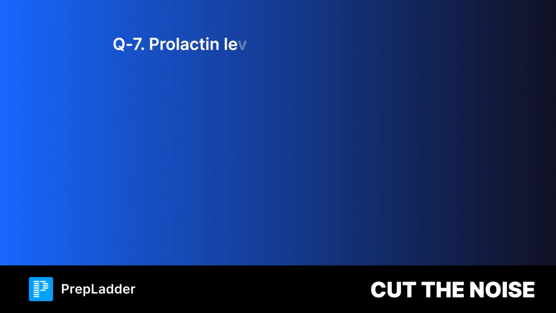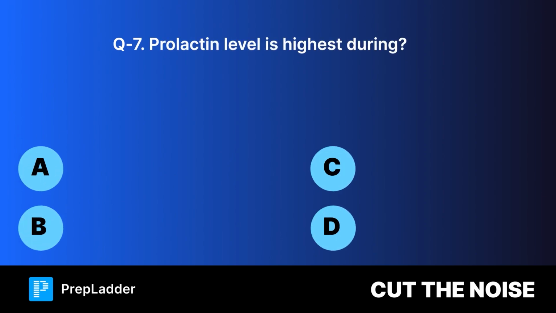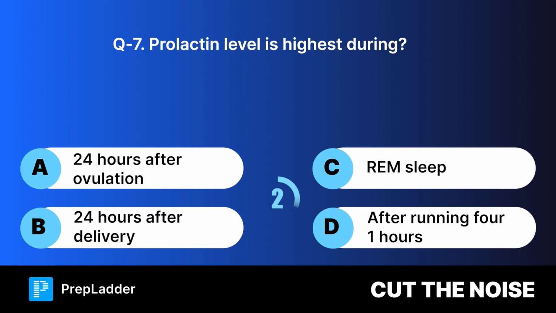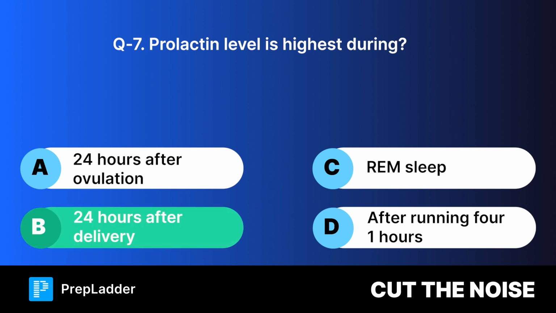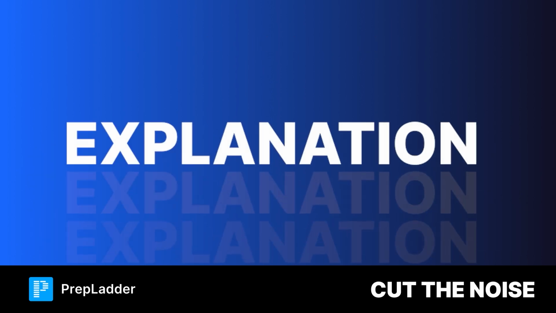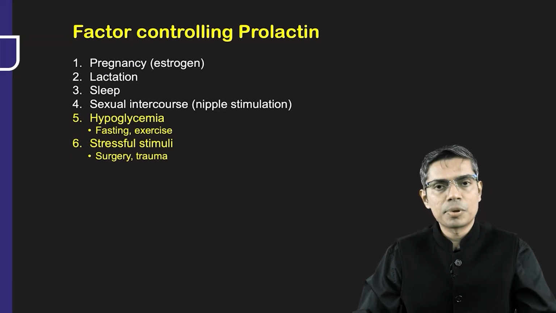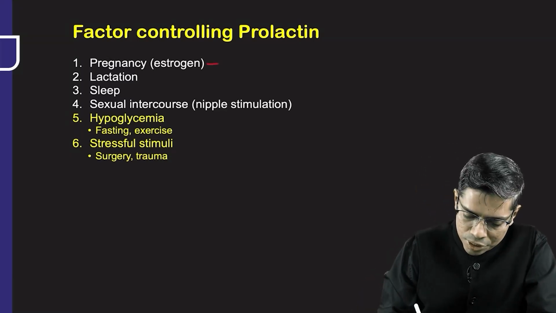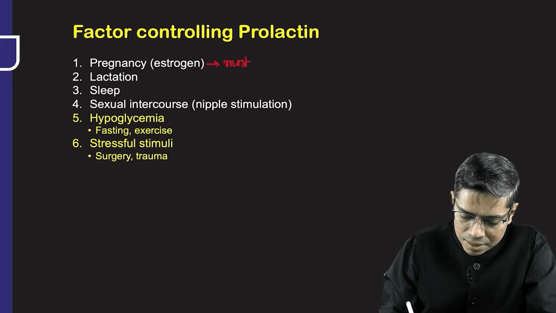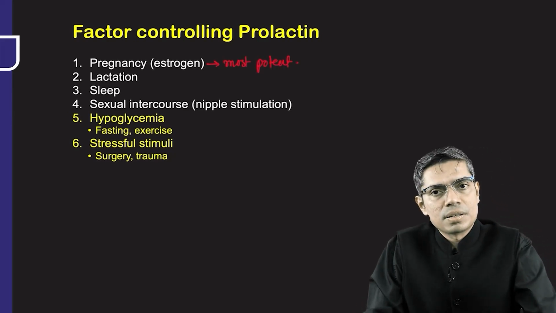Question 7. Prolactin level is highest during? Your options are, and the correct answer is 24 hours after delivery. Here's the explanation. What are the factors which control this prolactin secretion? So estrogen during pregnancy, this is the most potent stimulus for prolactin secretion.